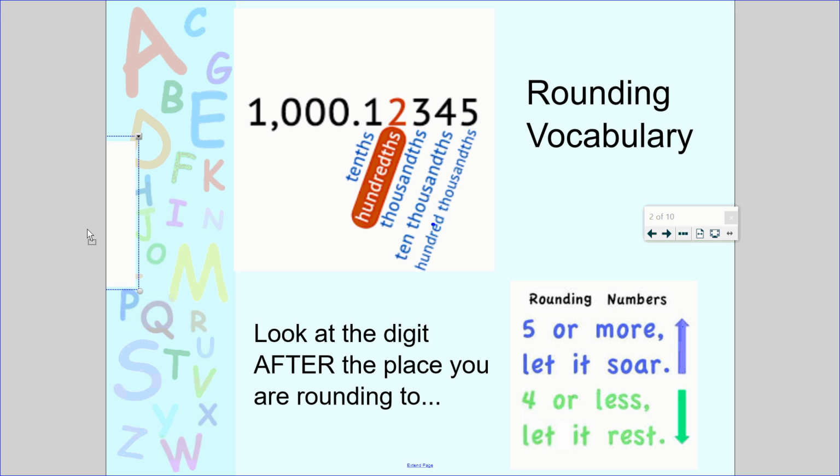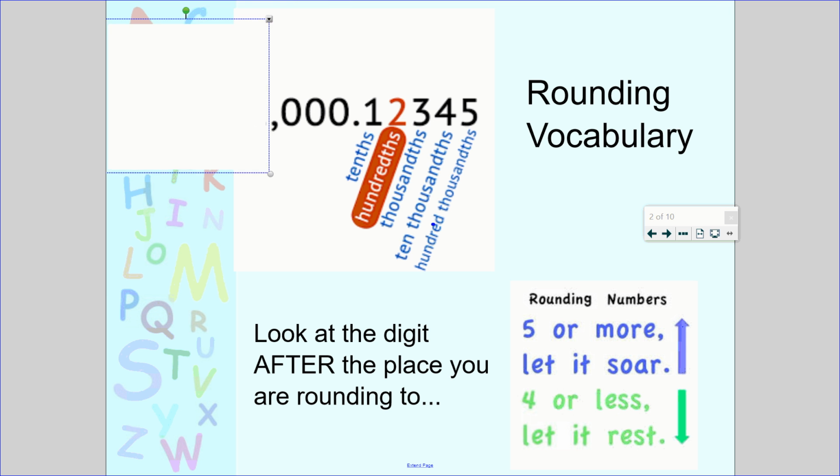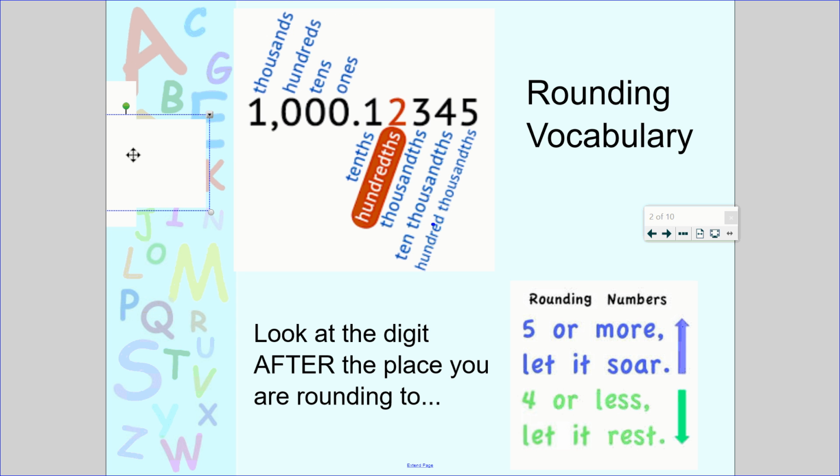What about if I go the other way, before the decimal place? What's this last zero called? The ones, tens, hundreds, thousands. So the big difference is if it has a TH at the end of it, let me again see if I can move that away. There. If it has a TH at the end of it, it's going to be something after the decimal place. If it does not have a TH, it's going to be something before the decimal place. So it can sometimes get confusing with tens and tenths, hundreds and hundredths, et cetera.